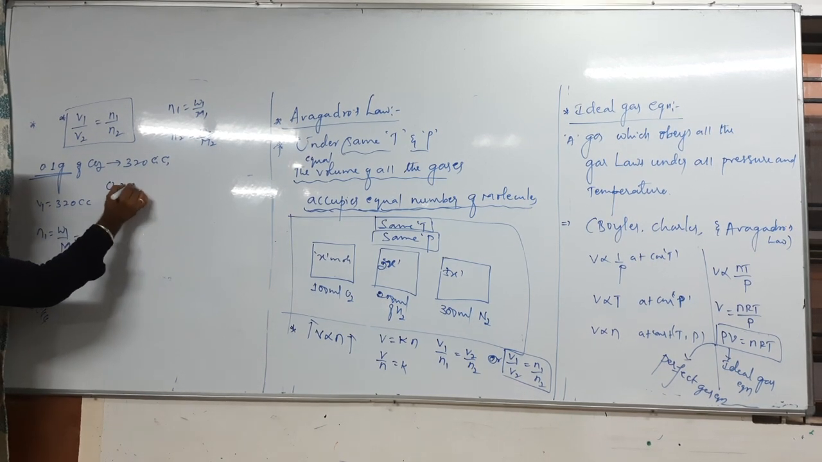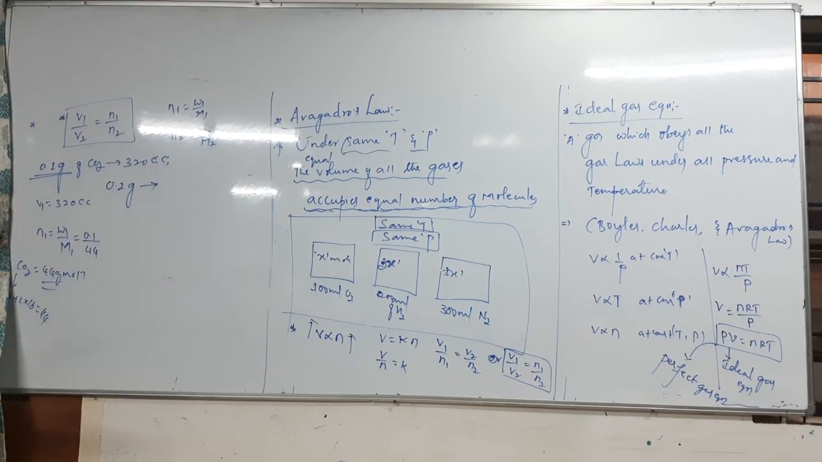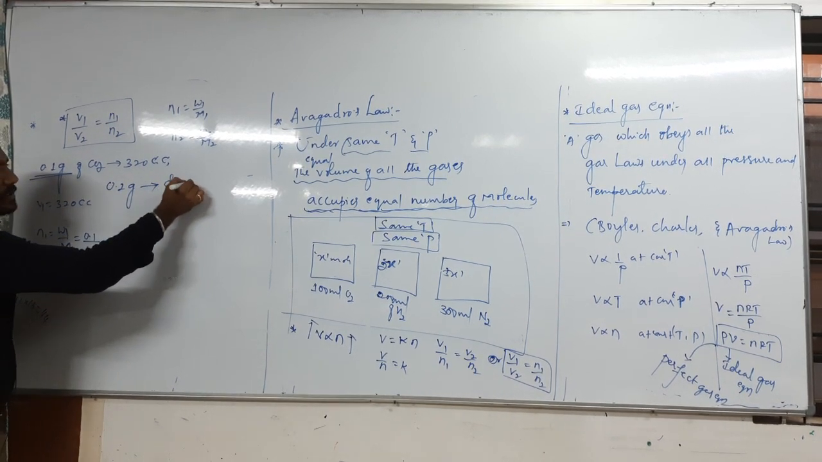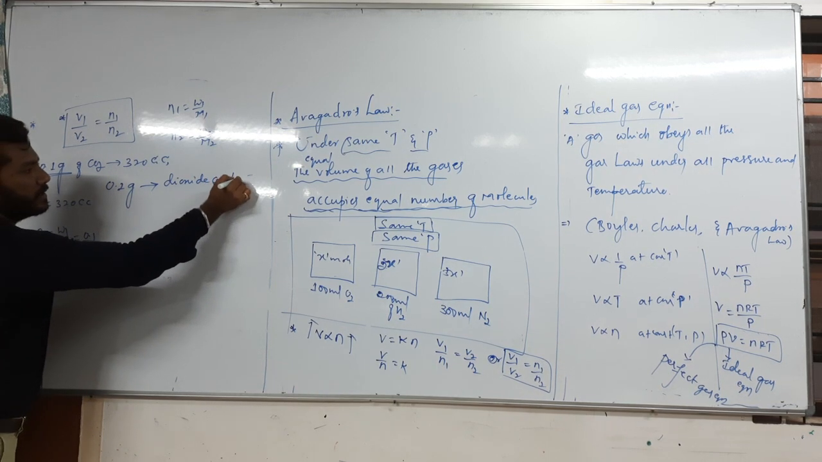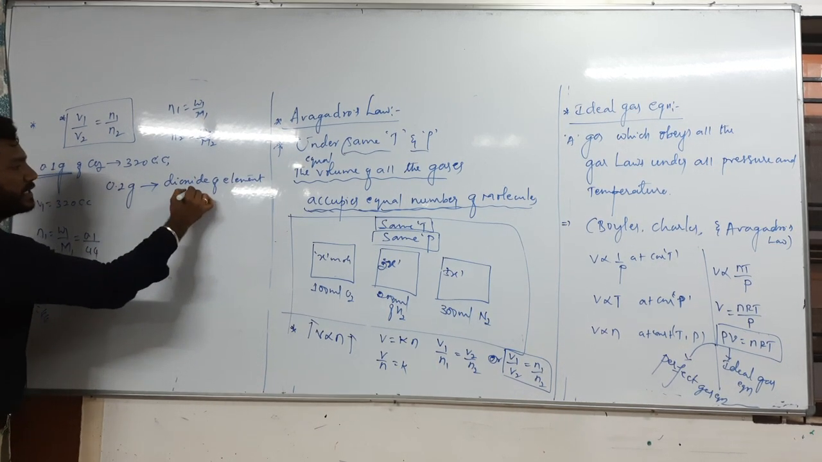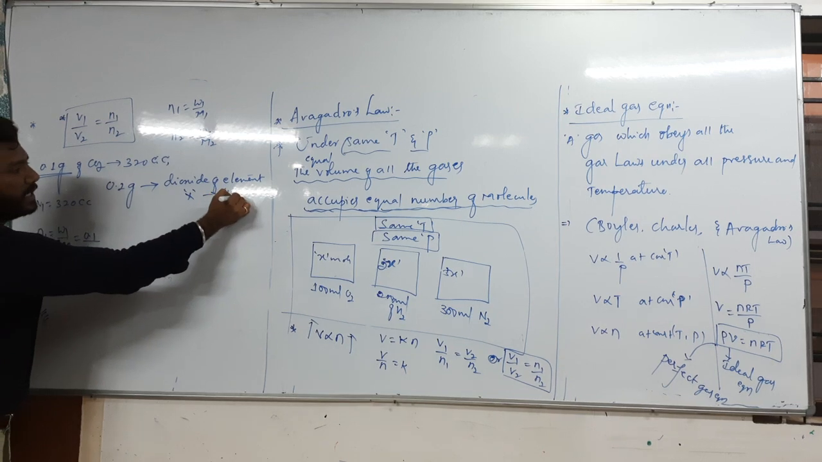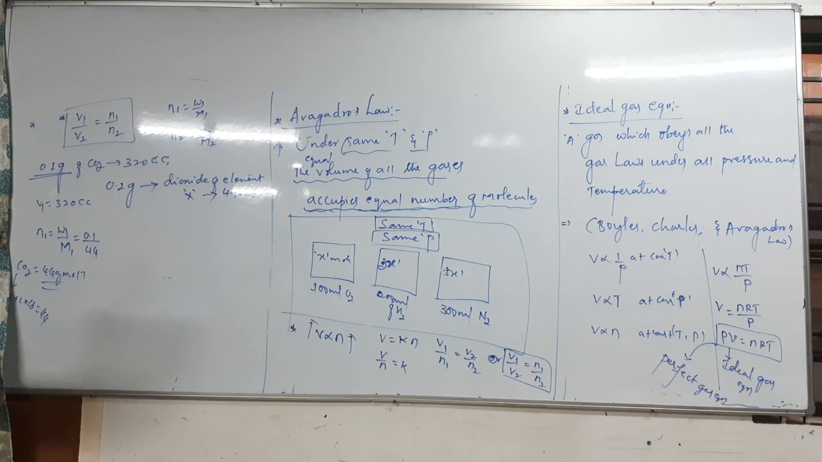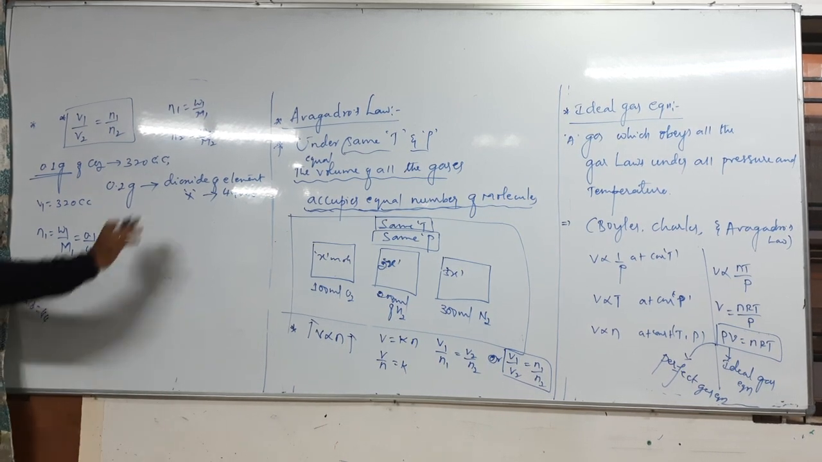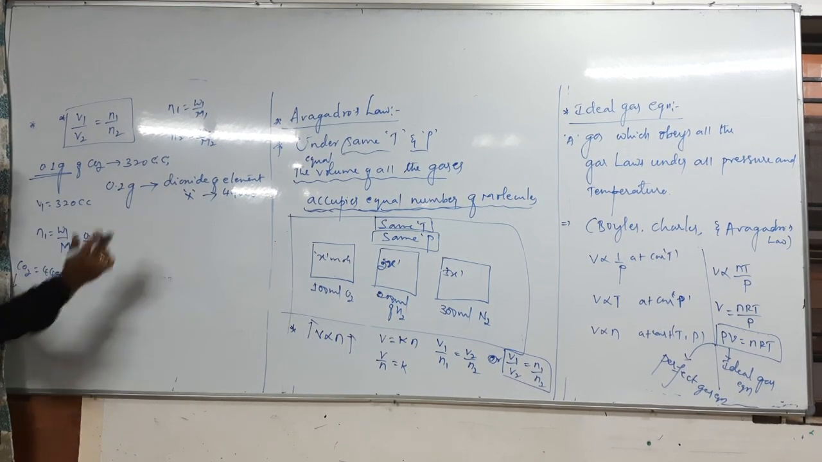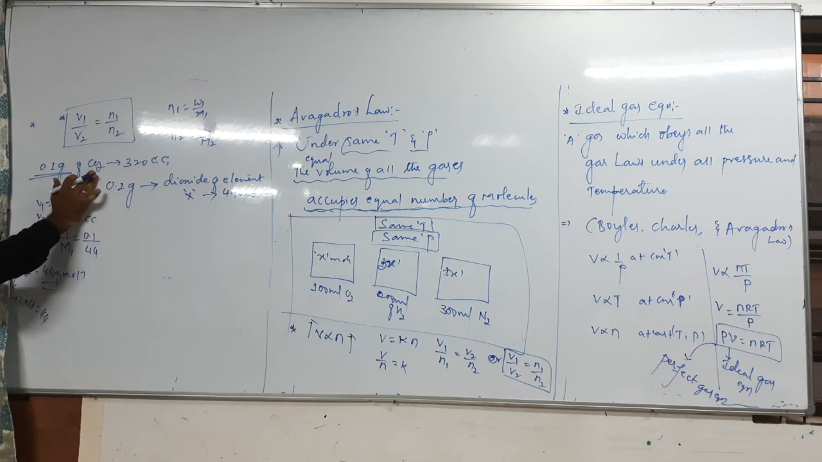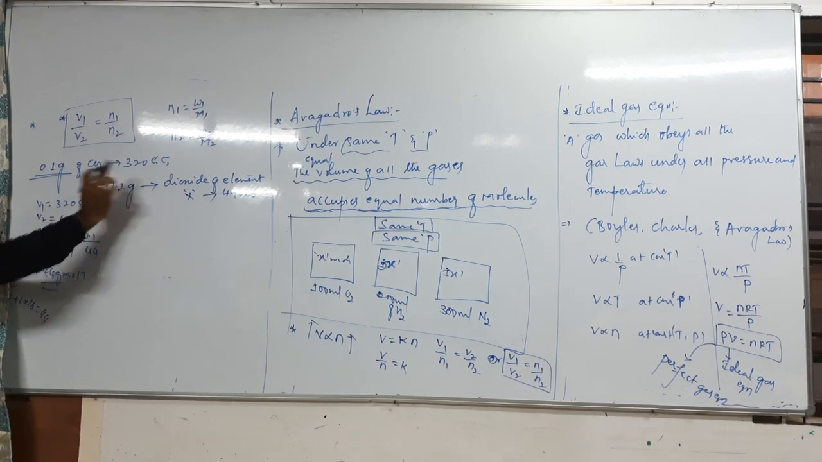Next, 0.2 gram under the same conditions of dioxide of element X occupies the volume 440 cc. So in the case of N2, the V2 value has been given as 440 cc.